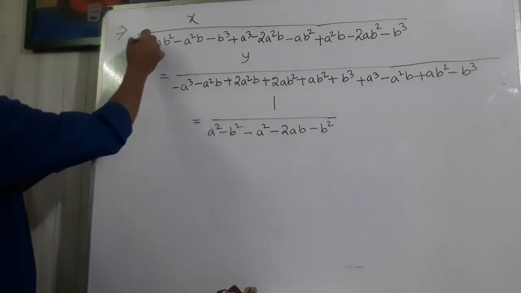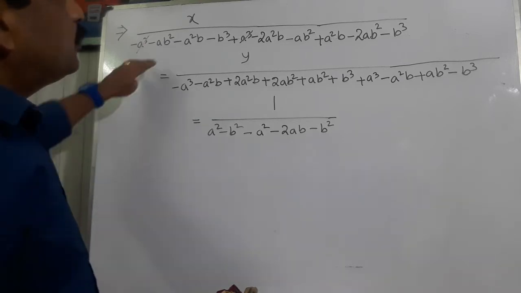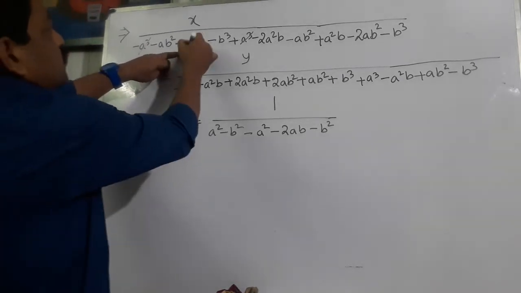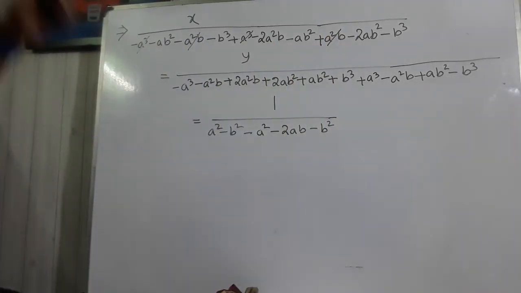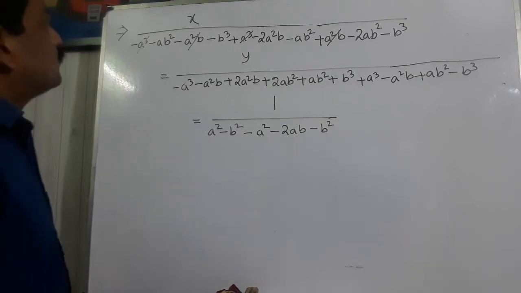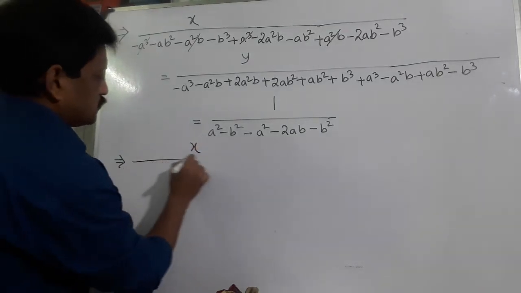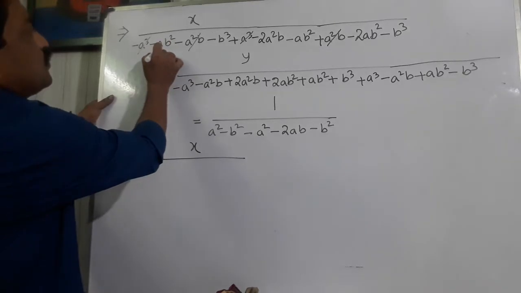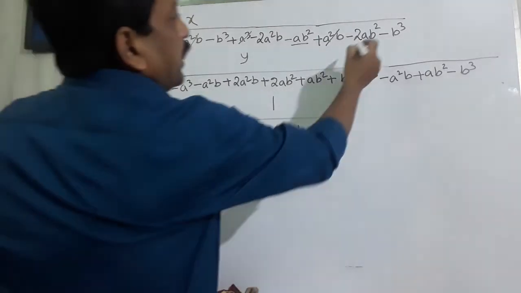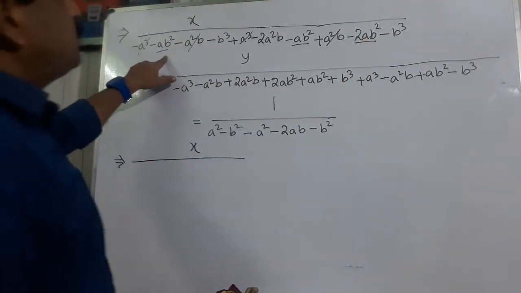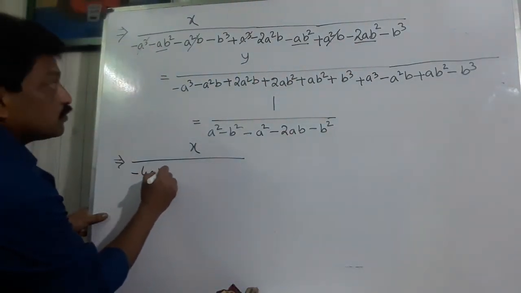Now see here, this minus a cube and plus a cube will be cancelled. Anything more can be cancelled? Yes, this a square b and plus a square b can be cancelled. So minus ab square and minus 2ab square. Minus ab square minus ab square minus 2ab square means minus 4ab square.